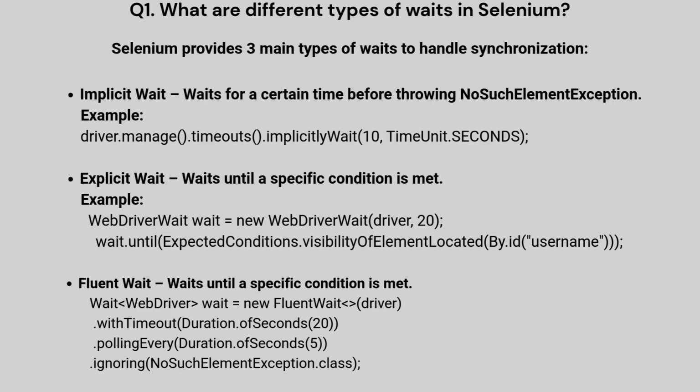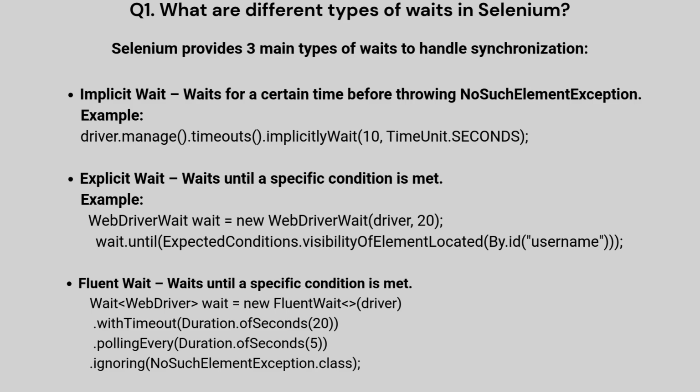Implicit wait basically waits for a certain time before throwing NoSuchElementException. For example, if we use driver.manage().timeouts().implicitlyWait(10, TimeUnit.SECONDS), it will be waiting for 10 seconds before throwing NoSuchElementException.